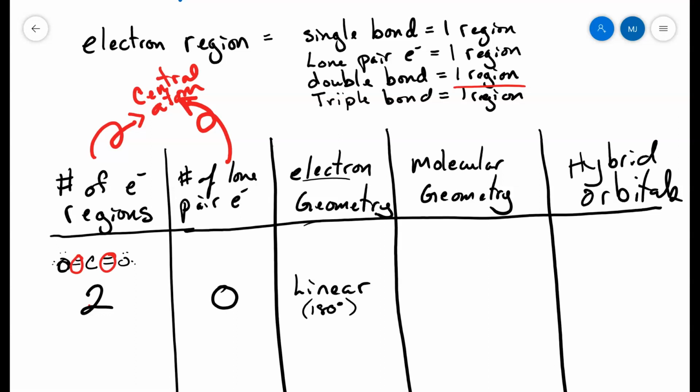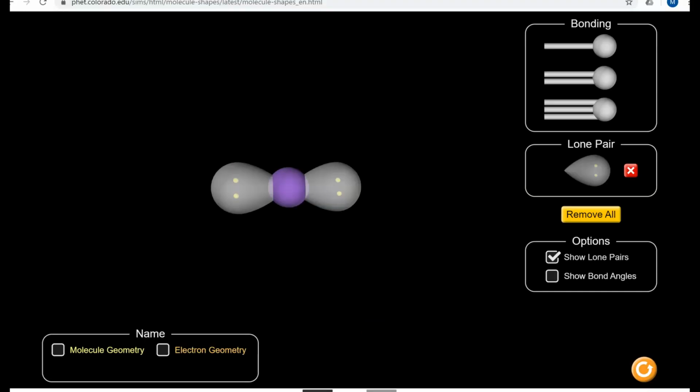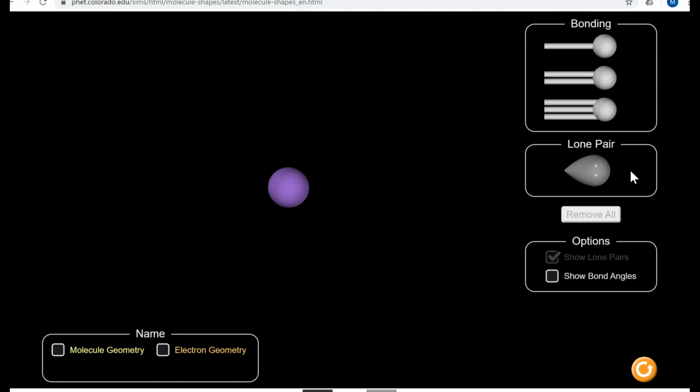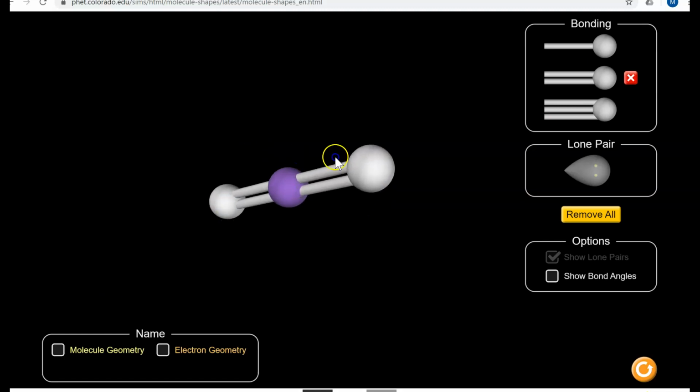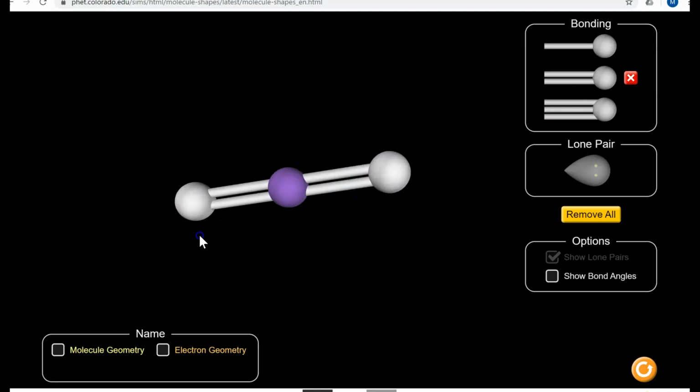Now, let's build the molecule. That was the electrons. I was just showing electrons. Now let's look at where the atoms really are. So I have a double bond and another one, and it should be no surprise. Let's rotate that around. The electrons are at the end of each region, right? So I have a linear molecule.